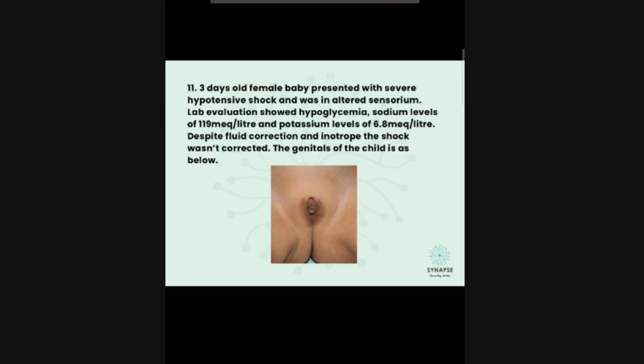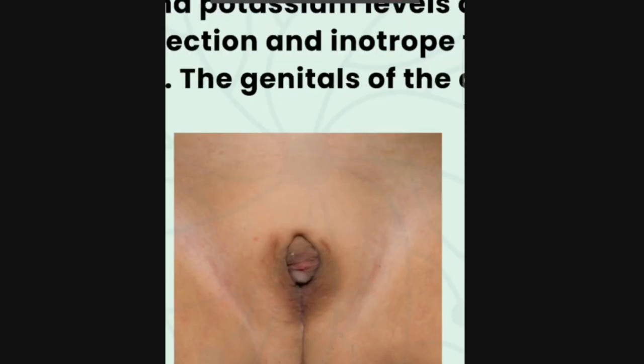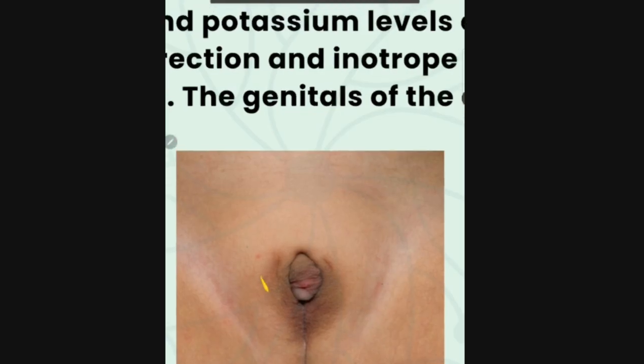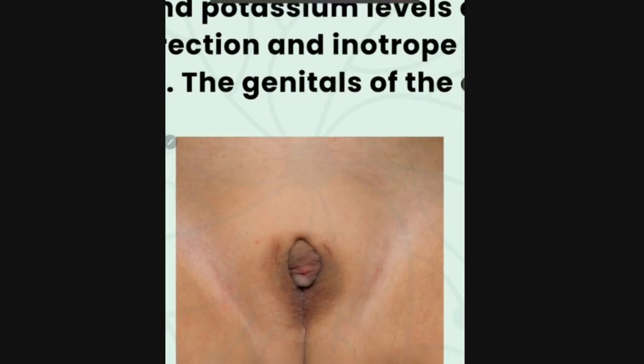The genitals of the child are as below. What they have shown is an ambiguous genitalia. Actually this looks like a phallus, a clitoris, but there is clitoromegaly as well. Malformed scrotum, there is no testis. So it looks like both a male and a female. When you get a confusion like this, we call it ambiguous genitalia. For a female, the labia and everything is not well defined. So you can take this as virilization of a female external genitalia.